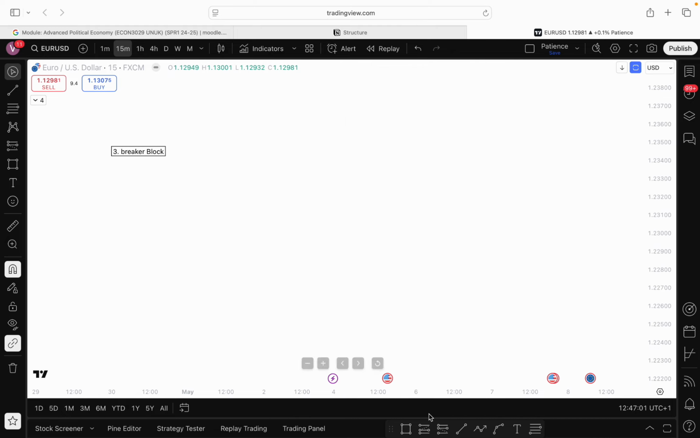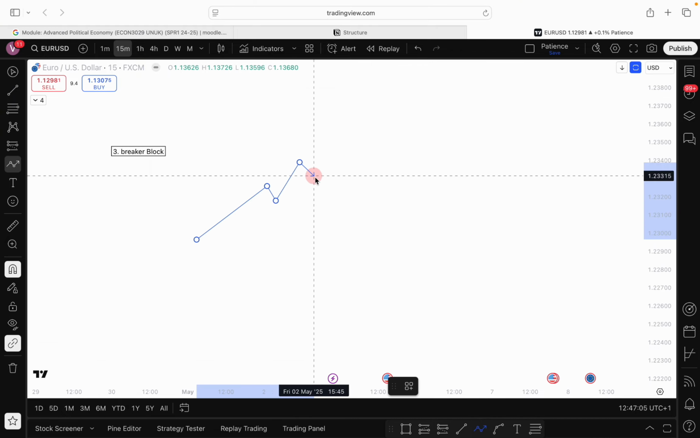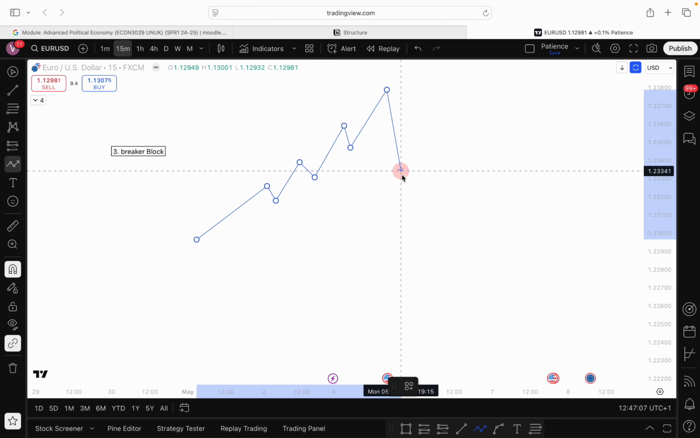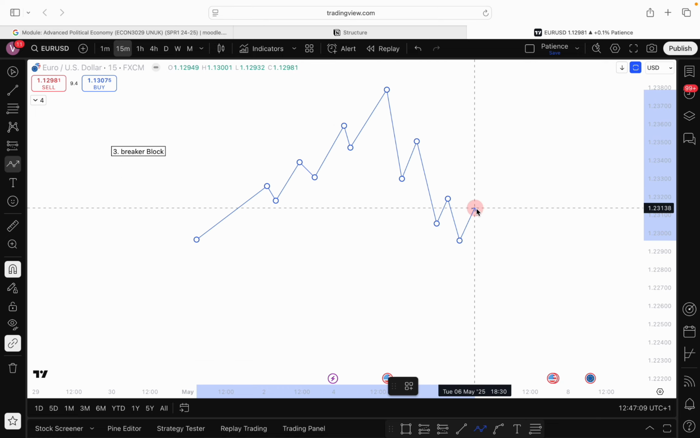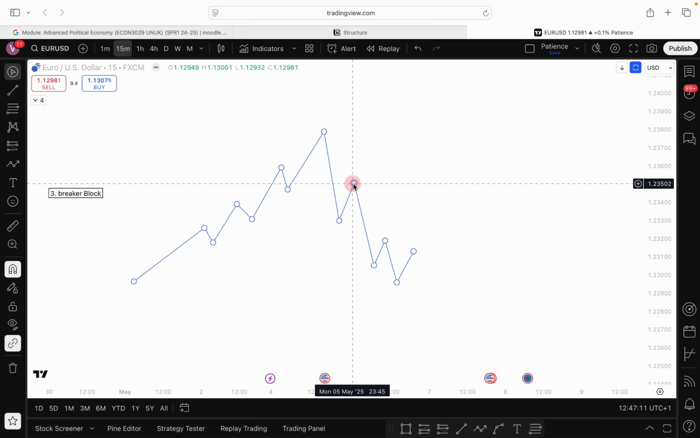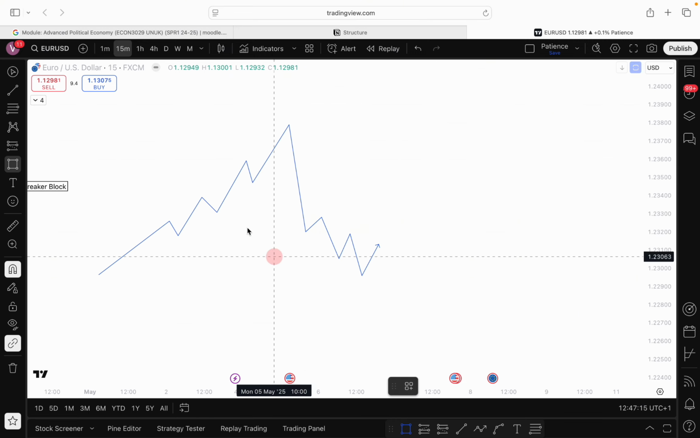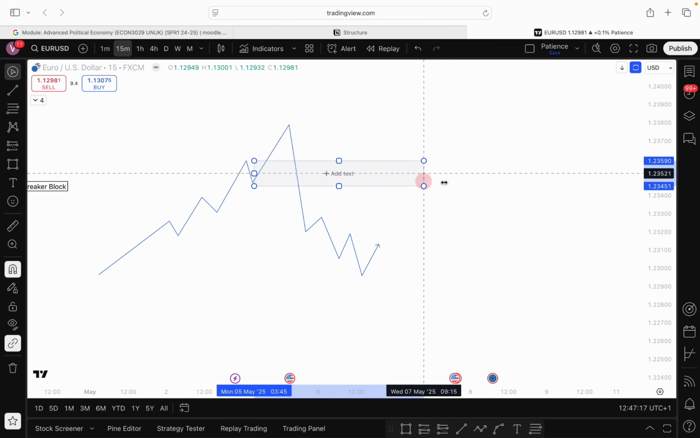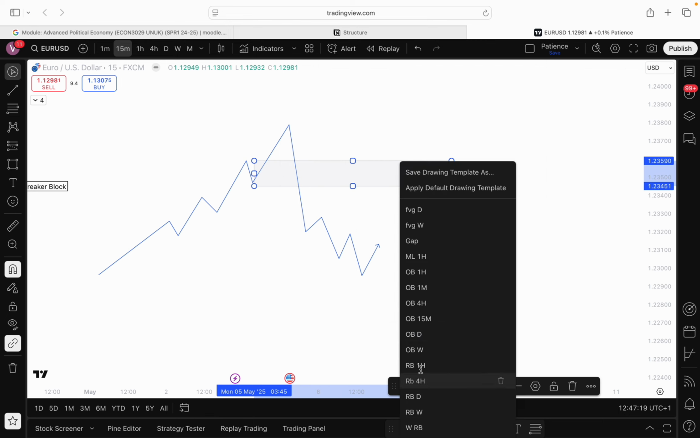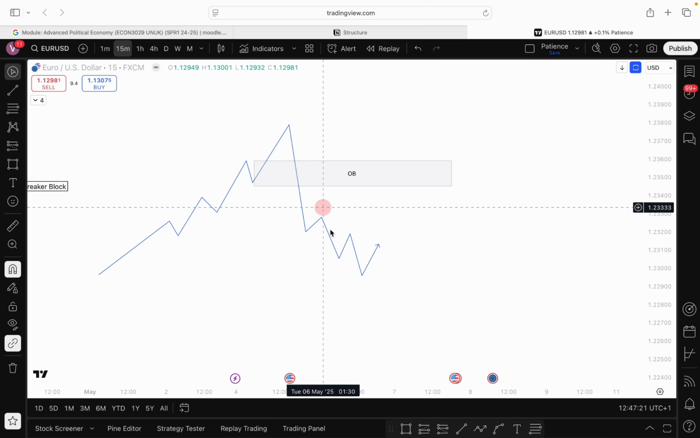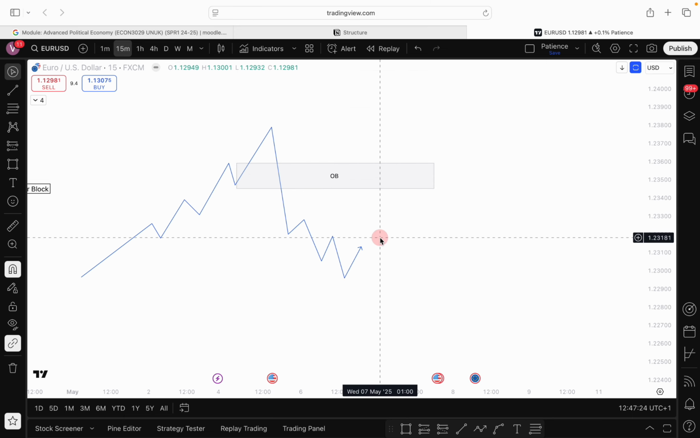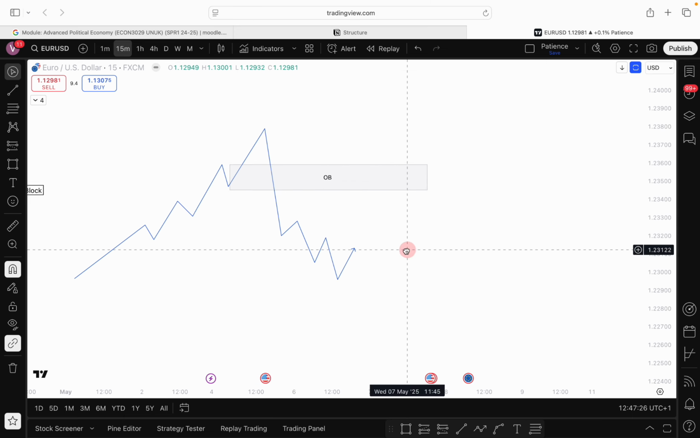A breaker block is essentially a failed order block that has been disrespected, but then price comes back to it later. Let me explain what I mean. In this case, we may have an order block here, but because the price disrespected it and penetrated it with its body, went lower, now we have a break of structure and we want to see bearish setups.